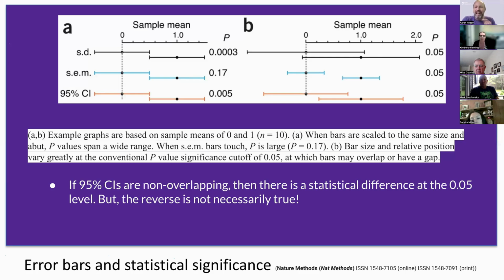But the reverse is not necessarily true, right? And we see that in panel B of that figure. You can have overlapping confidence interval bars and still get a statistically significant result. And the same would go for 2SEM, right? Because they're very similar to 95% confidence interval at large sample size.